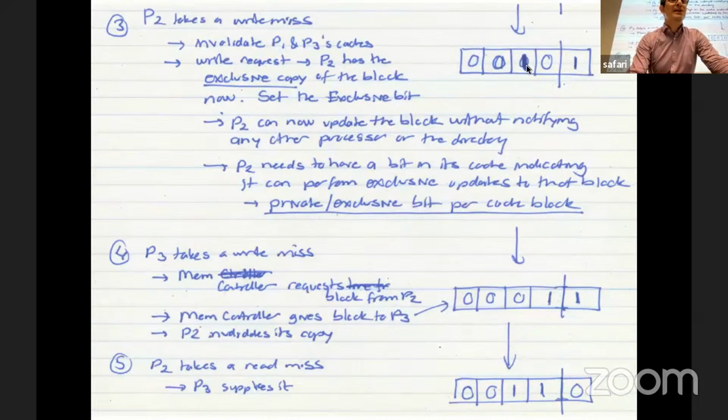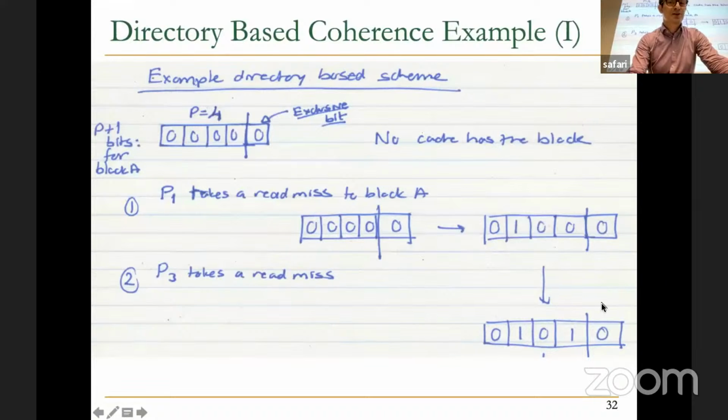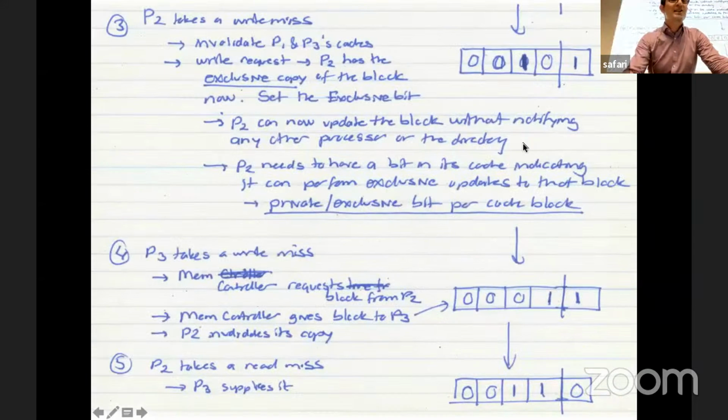And the directory basically says, okay, it also, of course, has the data because nobody was exclusive, as you can see. So it basically supplies the data to processor 2 and then sets processor 2's bit to 1. And then it knows that processor 2 is going to write to it, so it sets processor 2's exclusive bit to 1. So this basically says processor 2 has the data in exclusive mode. And now after this point, processor 2 can update the block without notifying any other processor or the directory, because this block is exclusively granted to processor 2 as the directory state shows.